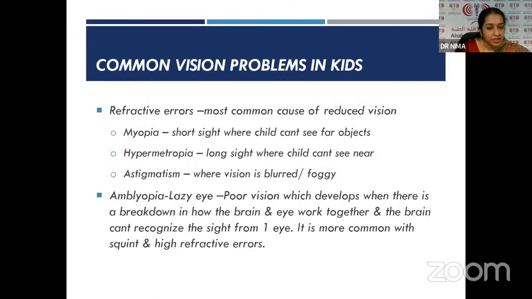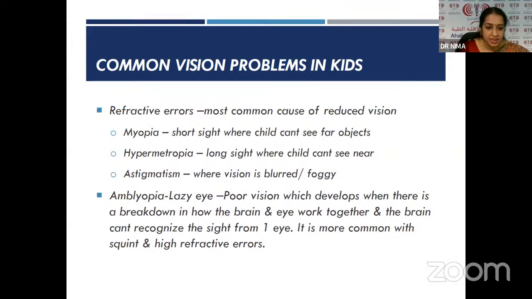Then coming to the refractive errors, which is the most common cause of reduced vision in the kids. The commonest one is the myopia or the short sight, where the child is not able to see the far object. Then hypermetropia or the long sight, where the child cannot see the near, but their distant vision will be pretty okay. And astigmatism, where the child may be complaining of blurred vision or foggy vision, or sometimes they may tell the lines appear wavy.